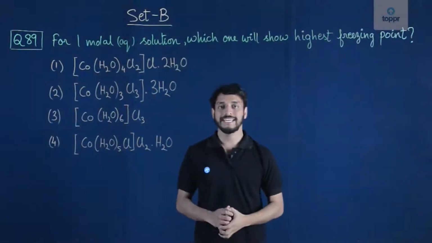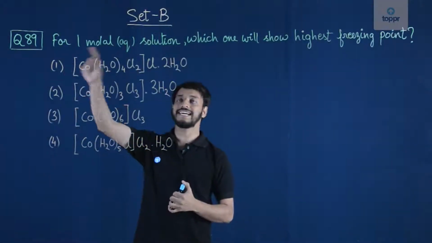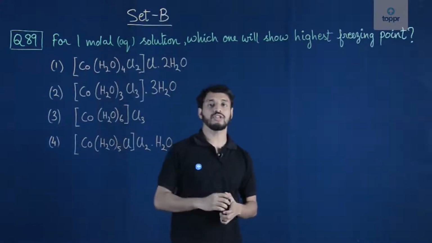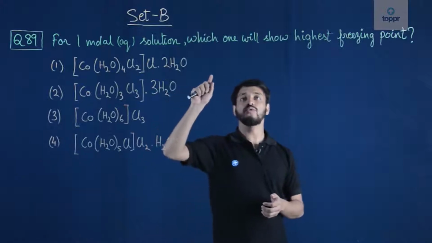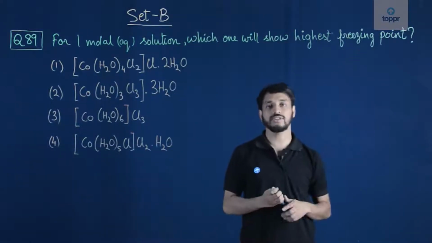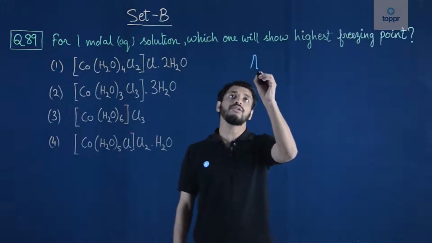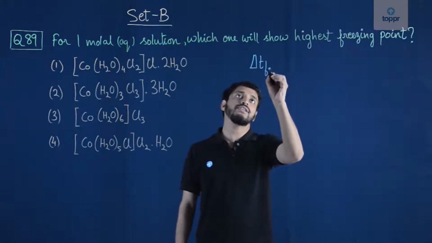Hello everyone. In this video, we are going to solve question number 89 of set B. Here it has been asked, for 1 molar aqueous solution of the following compounds, which one of them will have the highest freezing point. In order to calculate that, we need to know the formula for depression in freezing point.